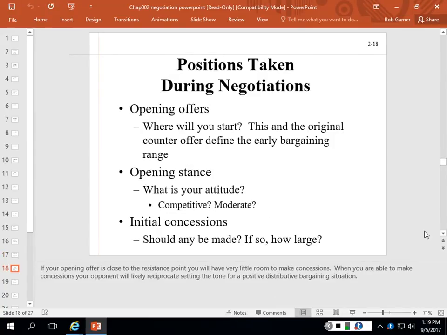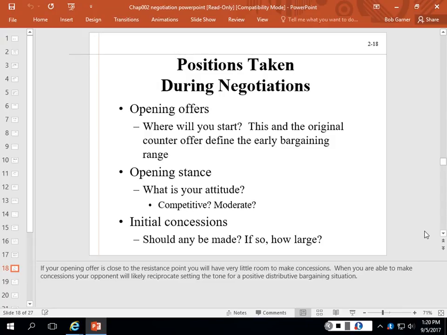All right, so positions taking, opening offers. Where will you start? That and the original counter offer define the early bargaining range, okay? She's asking 145, I offer 135, early bargaining range. Opening stance, is it going to be competitive or moderate, and concessions?